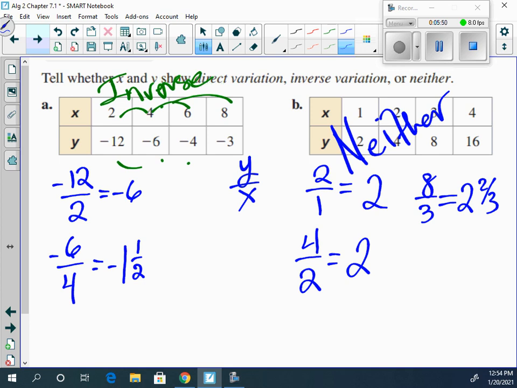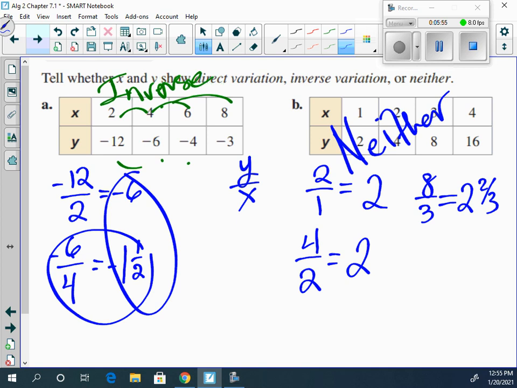And just like with the first one, as soon as this constant term is not the same for all of them, we stop. It has to be the same for every single one. So the second one didn't give us the same value, so we're done with that. The second one tells us it's not direct. We move on to inverse. If it doesn't work with inverse, then it is neither.